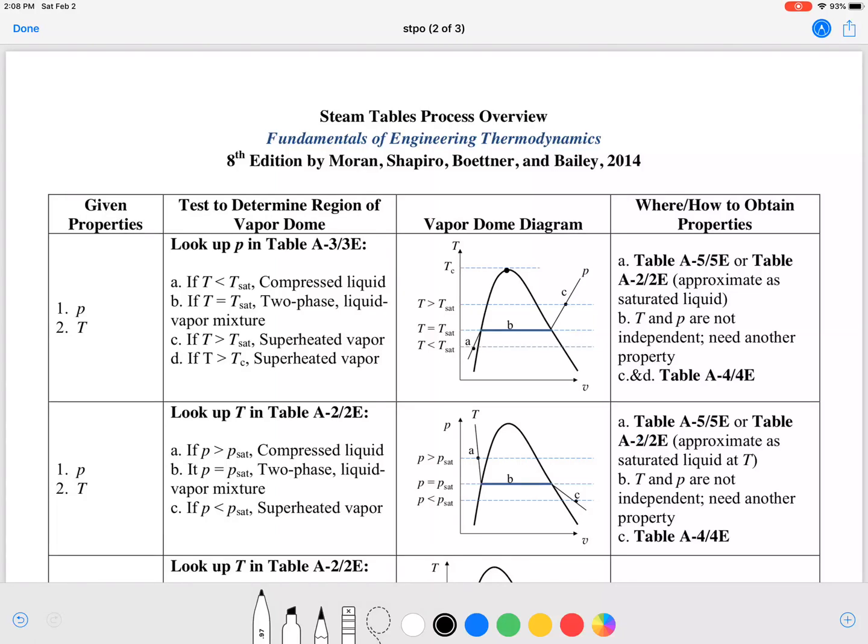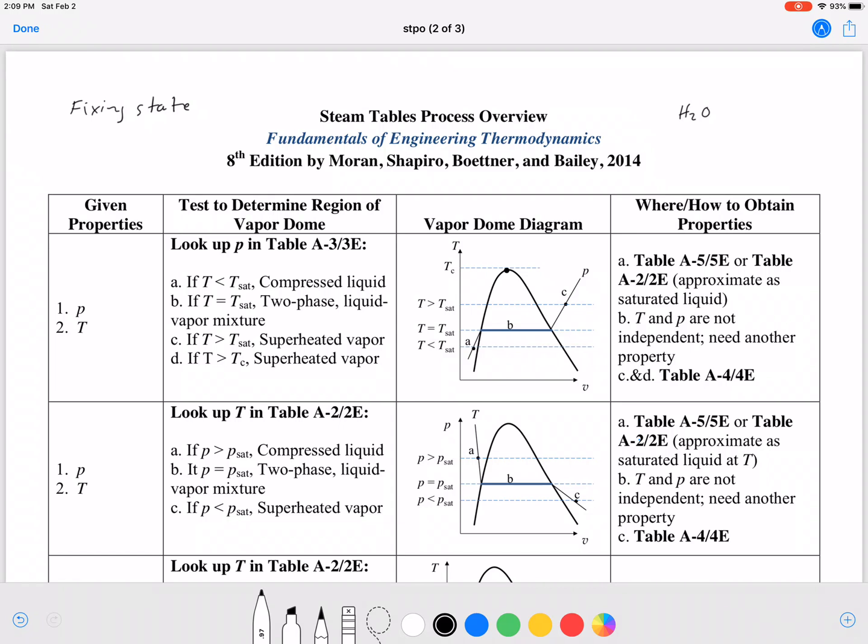This is a brief overview of how to use this handout, Steam Table Process Overview. This is for the steam tables, so it relates to water and the phase of water, so whether we're a liquid, a vapor, or someplace between a liquid and vapor. We can use this chart to find our different properties, our state properties, and what's known as fixing the state. And we can use this table to help us find those values.